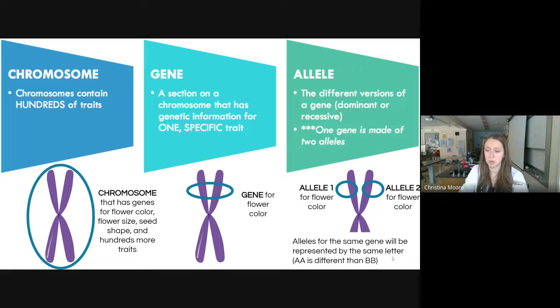Alleles for the same gene will be represented by the same letter. So this allele we could represent with A and A. But if I was circling the gene for maybe flower size, which is on a different part of the chromosome, I would use different letters such as B or C or D, really whichever letters you want to choose.